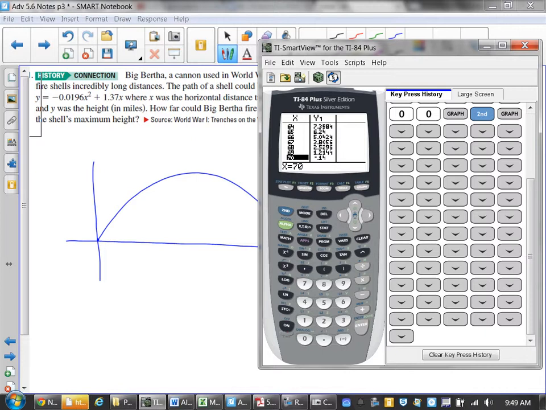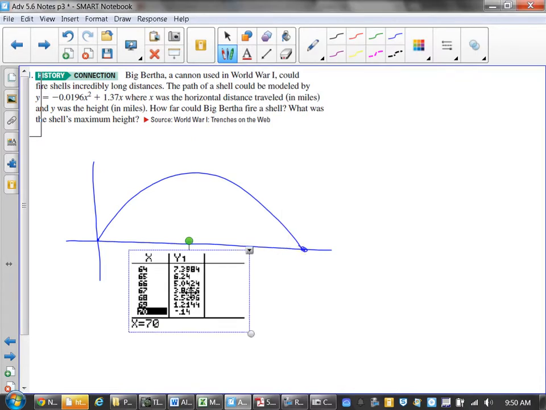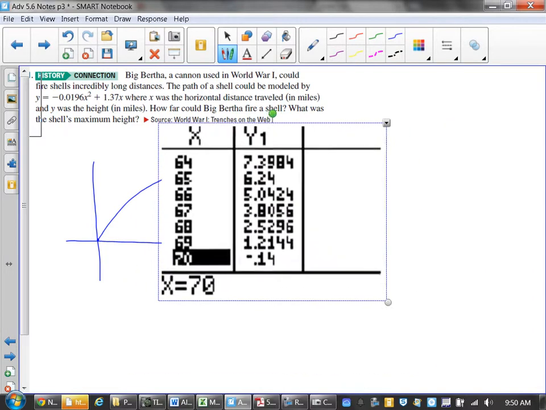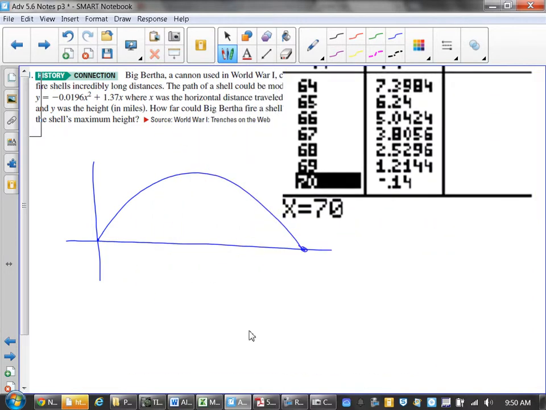Does that make sense of what we're looking at here? Between 69 and 70 miles, it's jumping from positive to negative. So I'm going to say it shoots about 70 miles.